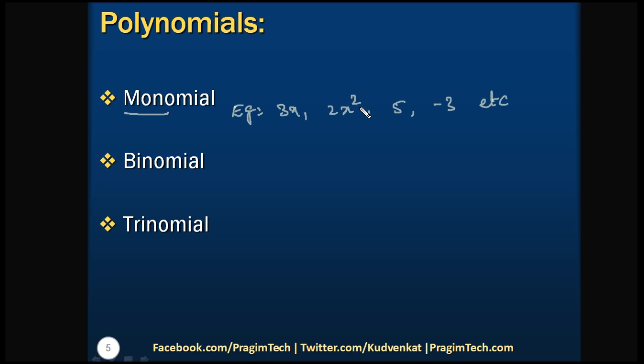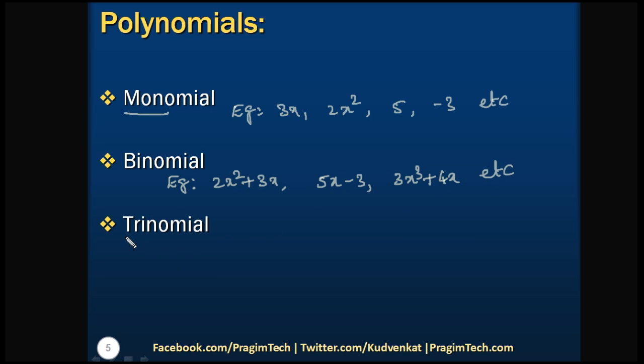Such type of polynomials are known as monomials. The second one is binomial. That is a polynomial with two terms. For example, 2x square plus 3x, 5x minus 3, 3x cube plus 4x, etc.